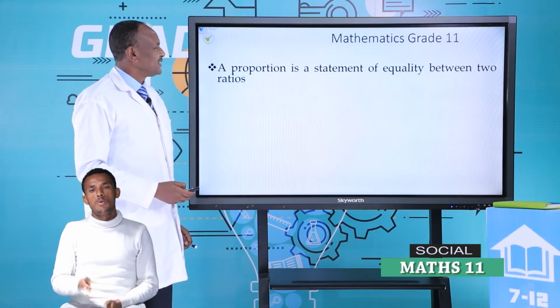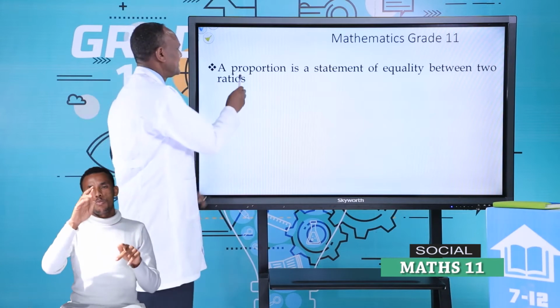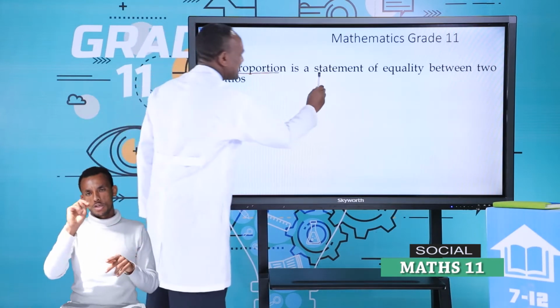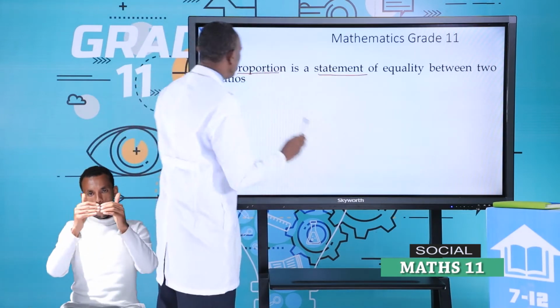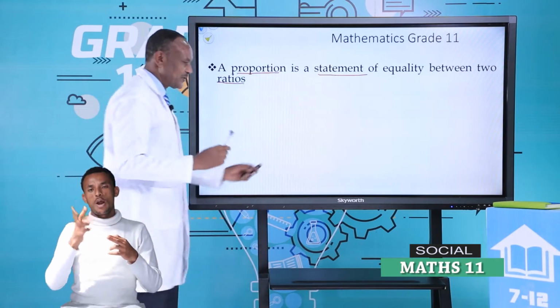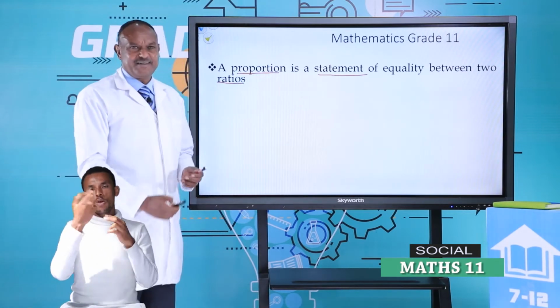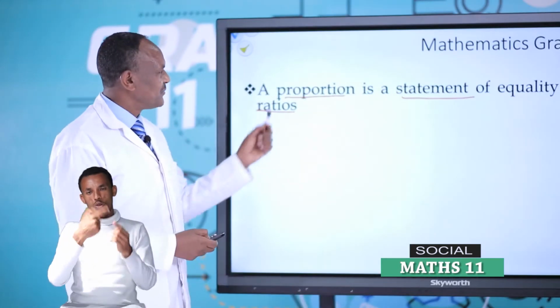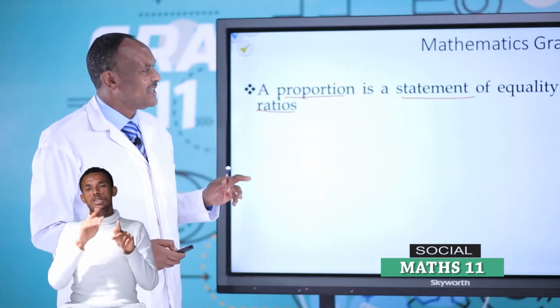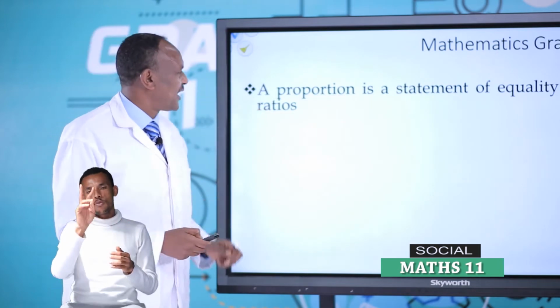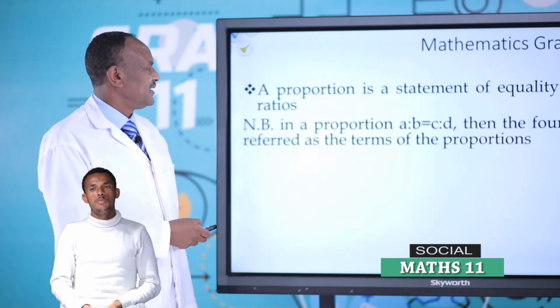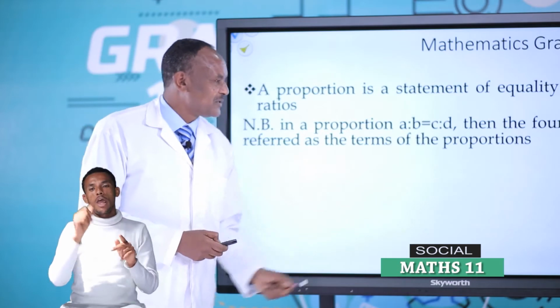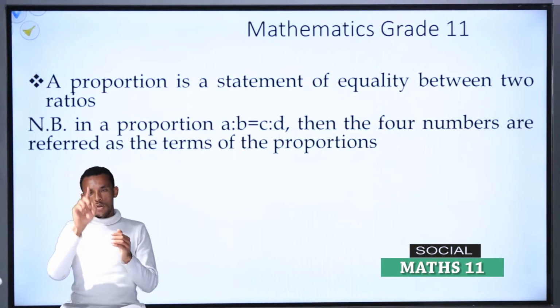What is a proportion? A proportion is a statement of equality between two ratios. We can compare two ratios, they are equal. A to B is equal to C to D. So proportionality is a statement of equality of two ratios. In a proportion, A to B is equal to C to D. We are discussing equality.